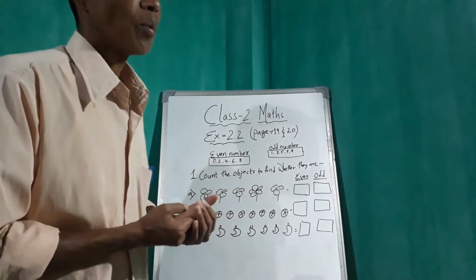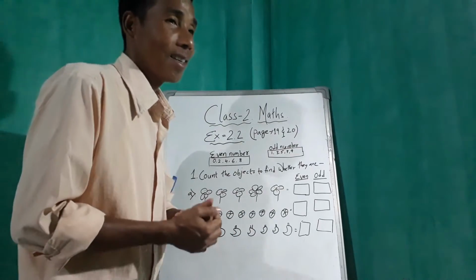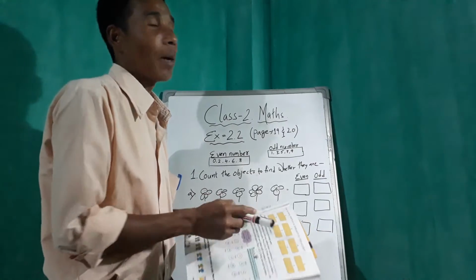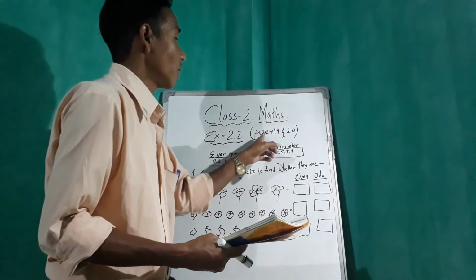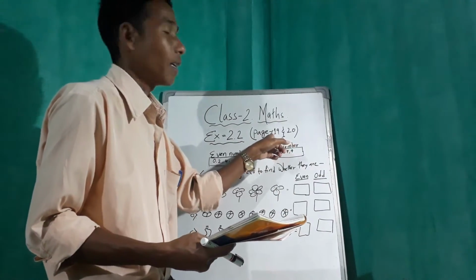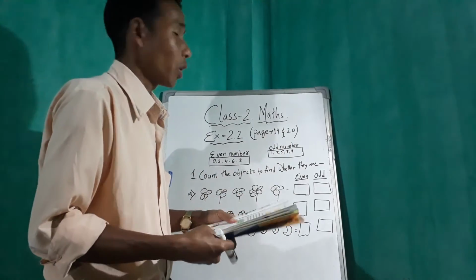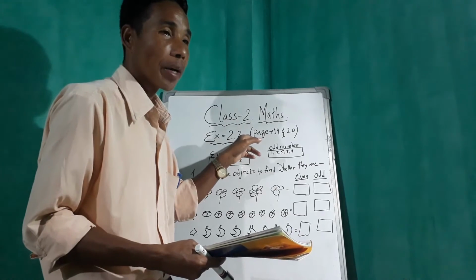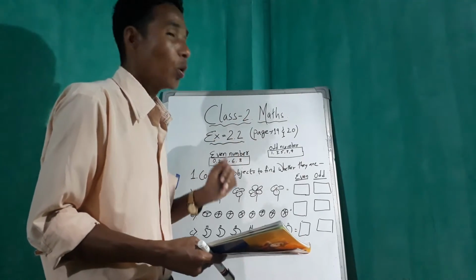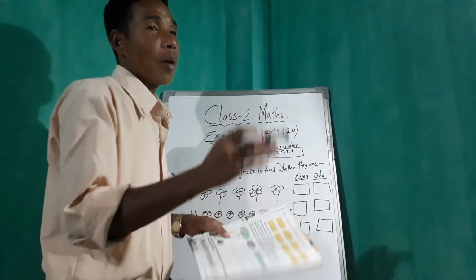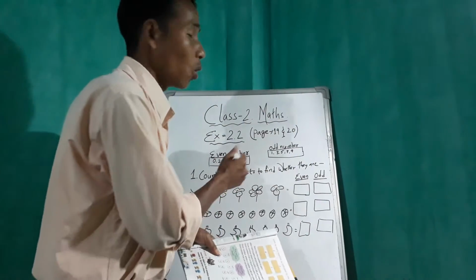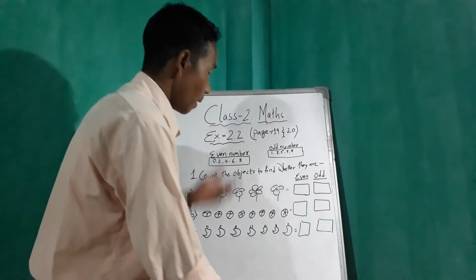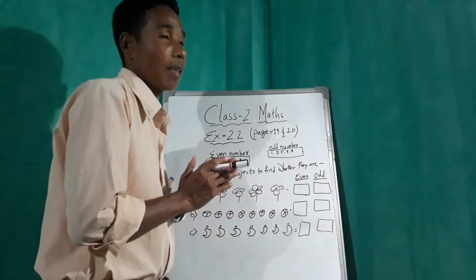Can you please take out your MacBook, everyone? Have you got it? Now everyone open to page number 19. Exercise 2.2. Okay? Exercise 2.2. Now everyone please pay attention here and look on the whiteboard. Please listen here carefully.